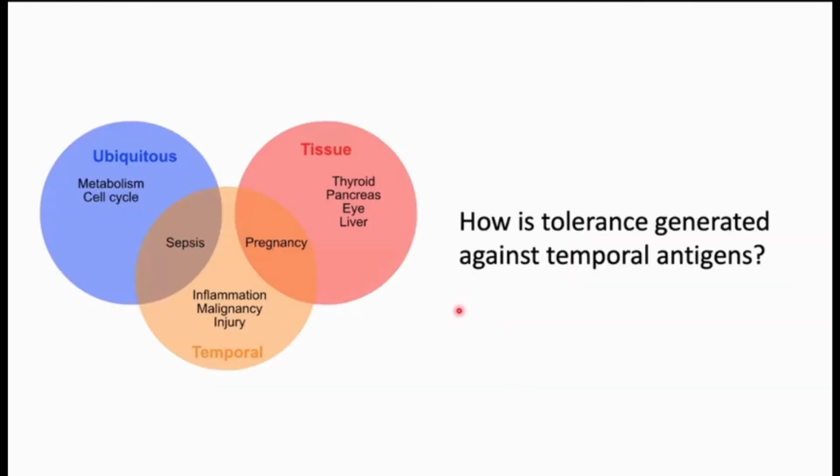And so there have been lots of studies looking at tissue-restricted antigens and ubiquitous antigens, but there has been a lot less looking at these temporally restricted antigens. That is what the lab has been interested in for the past several years, thinking about how temporally restricted antigens are generated to establish self-tolerance against.